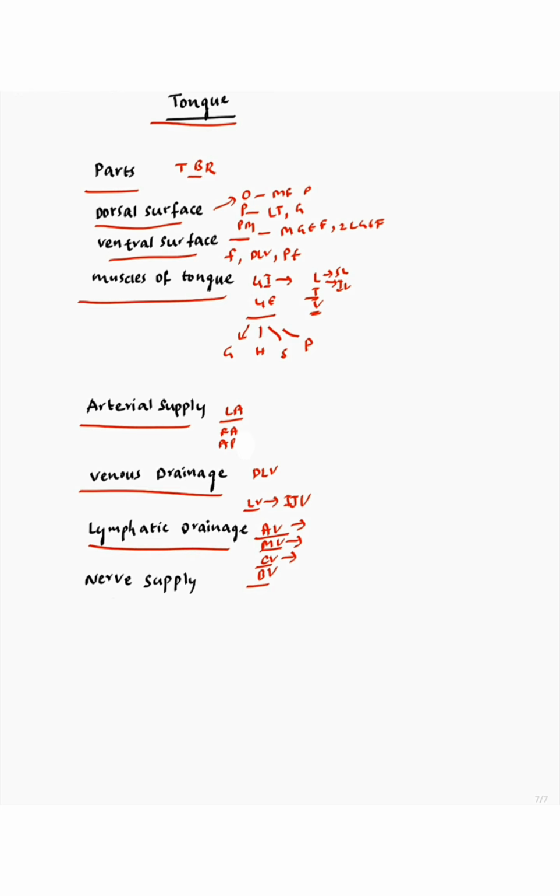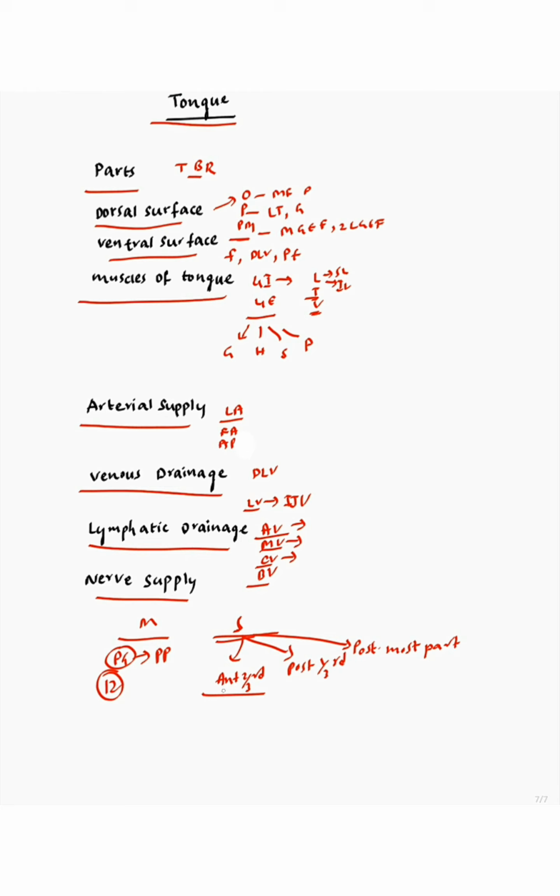Now nerve supply. Motor supply and sensory supply. Motor supply. All the muscles of tongue except palatoglossus are supplied by hypoglossal nerve, 12th cranial nerve. Palatoglossus is supplied by cranial root of accessory nerve via pharyngeal plexus. Sensory supply anterior two-third, general sensations by lingual nerve, special sensations by chorda tympani nerve. Posterior one-third, general and special sensations are carried by glossopharyngeal nerve. Posterior most part, general and special sensations are carried by internal laryngeal nerve.